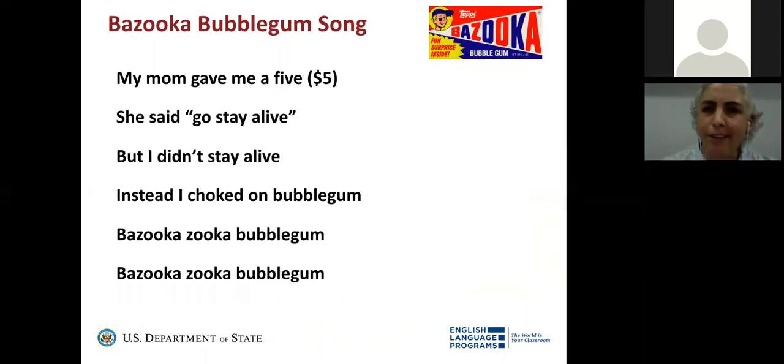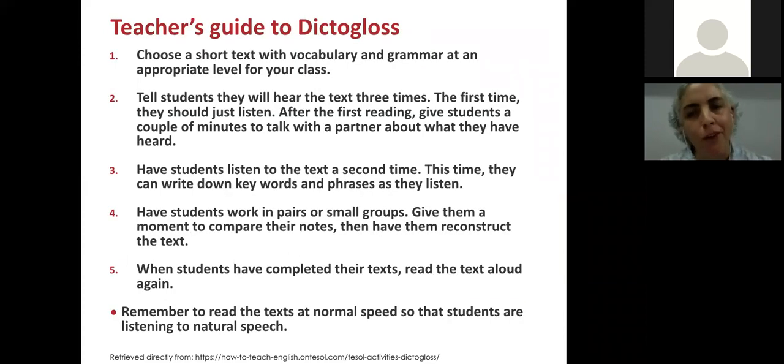Dictogloss is another great way to practice listening with students. So for dictogloss, you read a short text aloud to students several times, and the students practice listening to the text, noting down keywords from the text, and then recreating the meaning of the text on their own, just as a listening skill. So it's an activity that can be adjusted for any level, but it's listening practice.